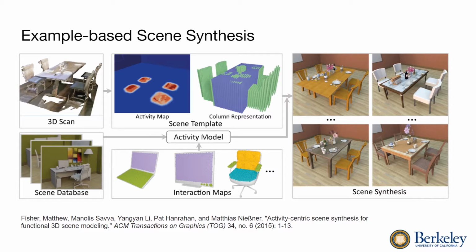For instance, this work, again by Fisher and his colleagues, starts with a 3D scan and learns the scene template that describes different activities that can take place in environments, and generates a rough geometrical layout of the scene. So you have two representations: one, the rough geometrical layout, and also an activity map. Based on these two trained models, you can generate new synthesized scenes that respect the activity and geometrical constraints of the scene template. So in addition to pairwise relationships between objects, you have human activity also involved in the training of the system.